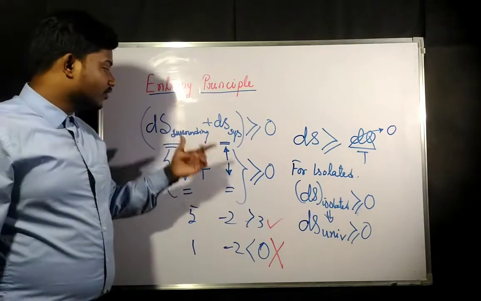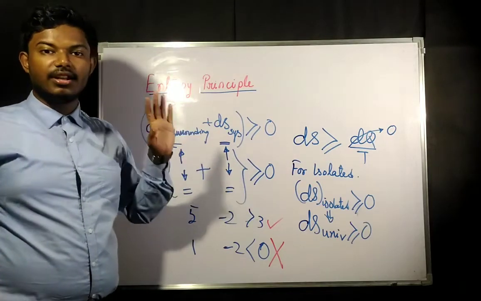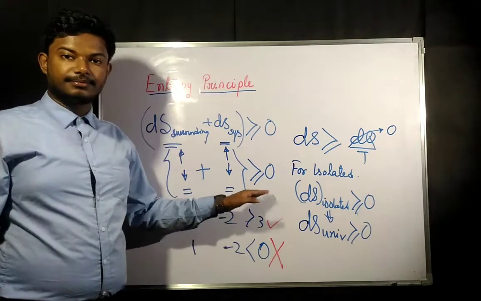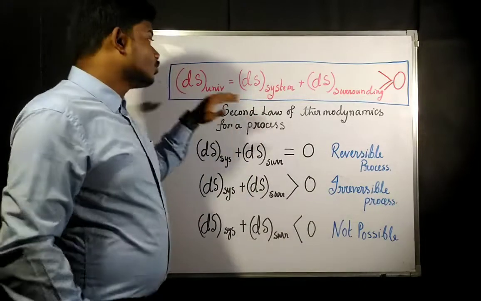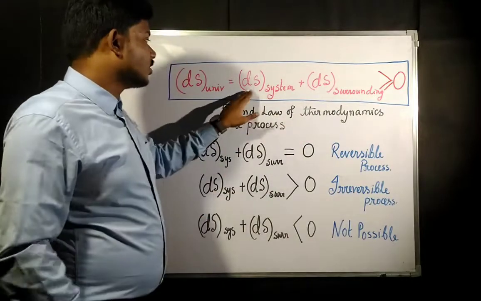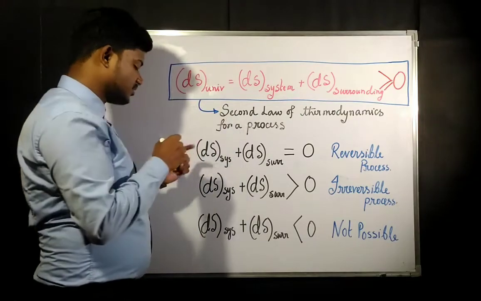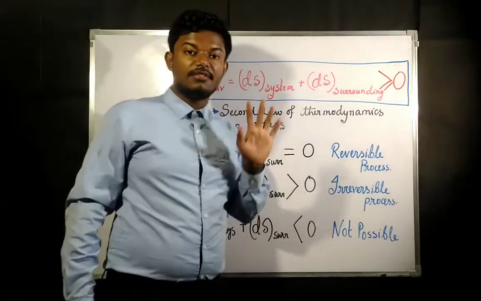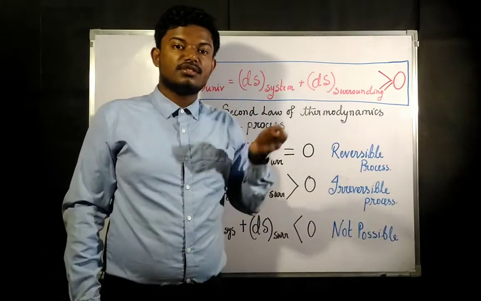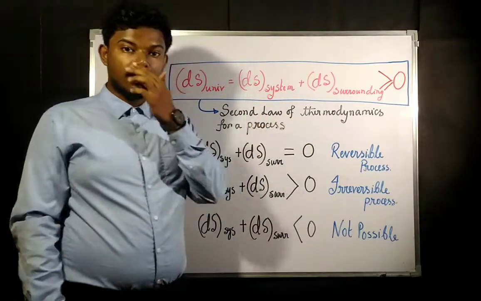The entropy change combined for system and surroundings must always be greater than or equal to 0, depending upon the reversible or irreversible cases. This equation, del S universe greater than or equal to 0, or del S system plus del S surroundings greater than or equal to 0, is known as the second law of thermodynamics for a process. If you remember, in the first law we also found the first law of thermodynamics for a process and for a cycle. This is the second law of thermodynamics for a process.